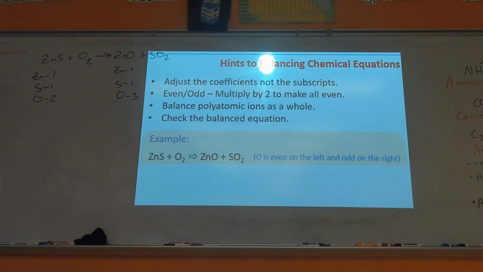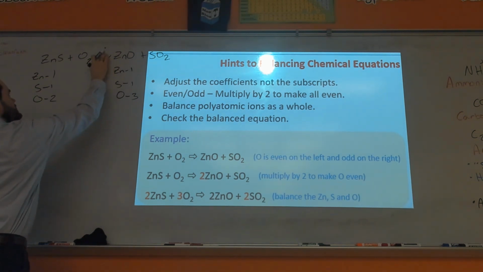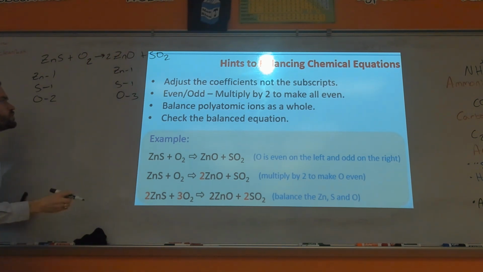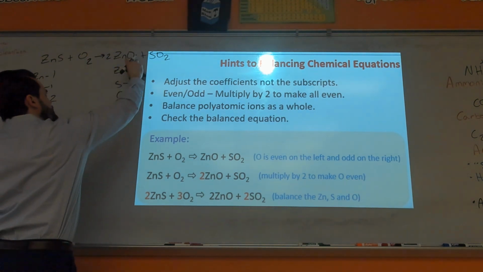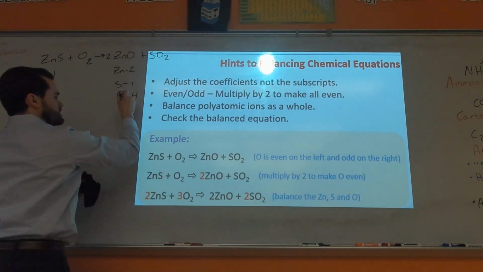What they're saying is, if you look here, you have an even and you have an odd. Here, oxygen is even on the left and odd on the right, so multiply by 2 to make your oxygen even. In other words, if I multiply zinc oxide by 2, that will now give me 2 zincs and 4 oxygens.